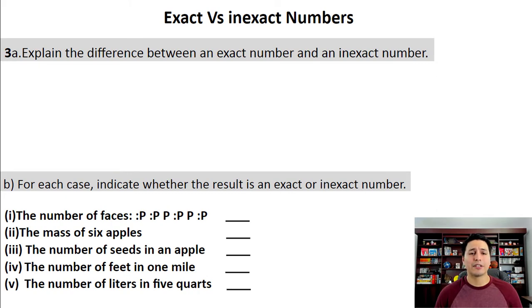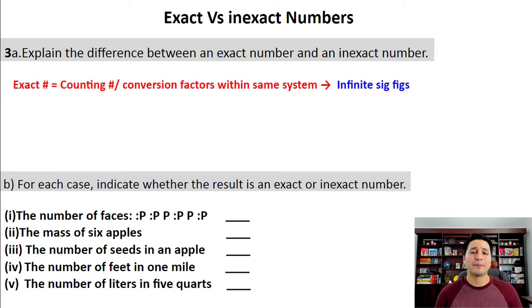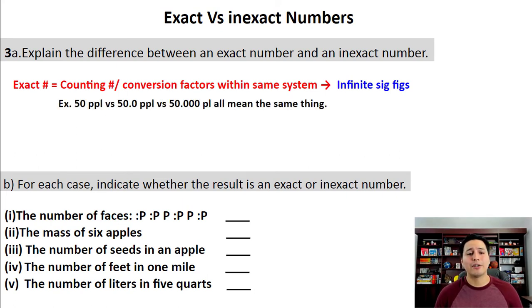One exact number is just going to be a counting number, so something like 1, 2, 3, 4, 5, 6, 7. It's also going to be conversion factors within the same system. So in this case, you're able to have an infinite number of sig figs, and it's just going to mean the same thing. So an example of that is, say that you have 50 people in a room versus 50.0 people versus 50.000 people. It really doesn't matter. Your answer for the number of people in a room is always going to stay fixed.